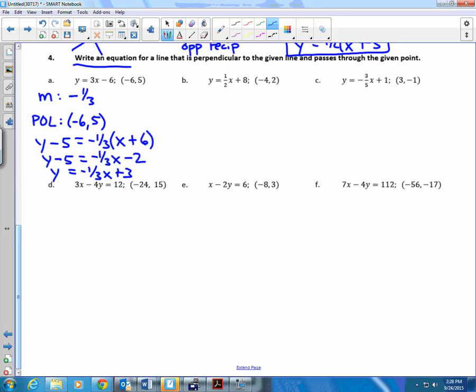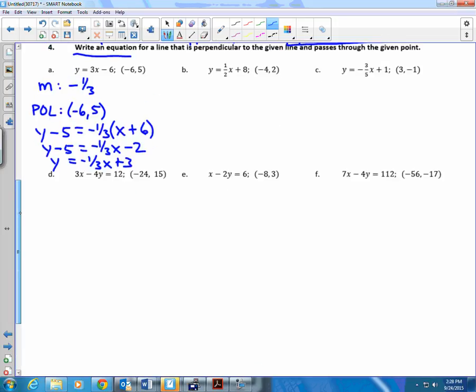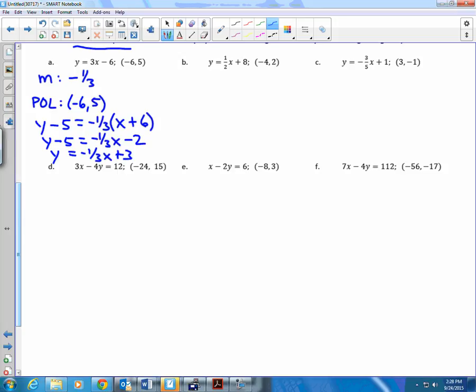Let's do one more. We'll do E, and we're done. That'll mean we did 8 problems together, and you got 12 on your own. Okay? Fair enough. Thank you. Slope and point on line. What's my point on my line? Negative 8, 3. Can I tell what the slope is just by looking at it? So I have to put it into slope-intercept form. So I subtract the x, I get negative 2y equals negative x plus 6.